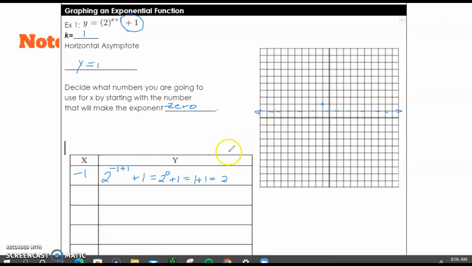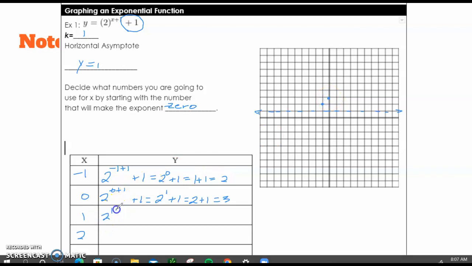To find more points to make the rest of our graph, we're just going to go up from negative 1. So 0, 1, and 2. We're going to substitute those in for x, and we're going to see what we get and figure out the shape of our graph. 2 to the 0 plus 1, plus 1. 0 plus 1 is 1, so 2 to the first plus 1. 2 to the first is 2. Plus 1, 2 plus 1 is 3. So we have 0, 3 as our next point. 0, 1, 2, 3.